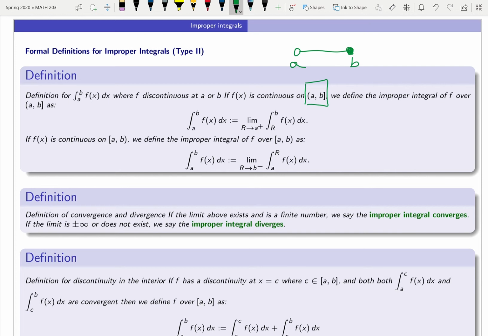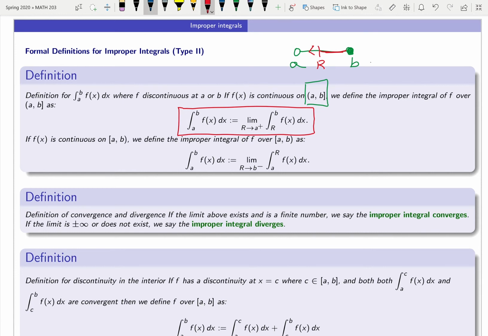So what do we do in this case? Like I did in the previous example, you pick a number r between a and b, you compute the integral from r to b, and then you're going to get something in terms of r, and then you let r approach a plus. So as you can see in this definition, that would be the limit when r approaches a plus of the integral from r to b of f of x dx.